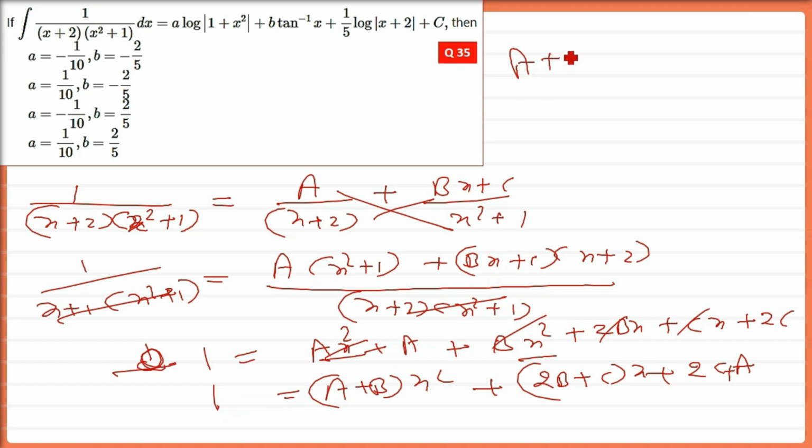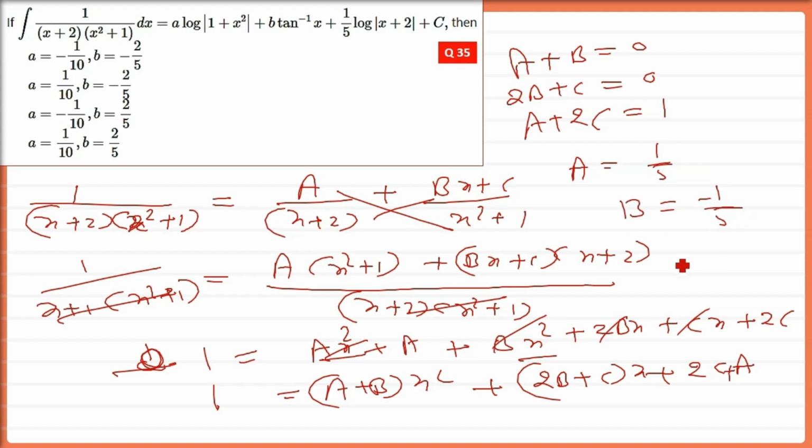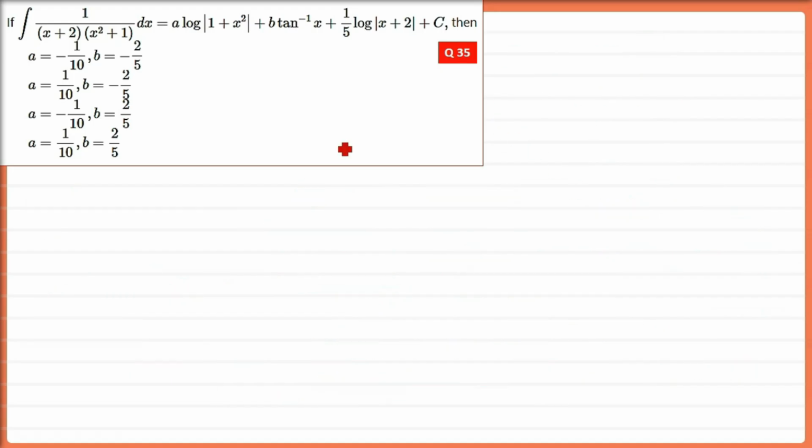So 1 will be on the left. Because there is no x square counterpart, A plus B will be 0. For 2B plus C, there is no x counterpart, so it will be 0 again. A plus 2C has a constant on the left, which is 1. So A plus 2C is 1. Now when you solve it, I hope that you'll be able to do it. A will come as 1 by 5, B will come as negative 1 by 5, C has come as 2 by 5. We have done a 70 question exercise on that, so I hope you'll be able to do it.